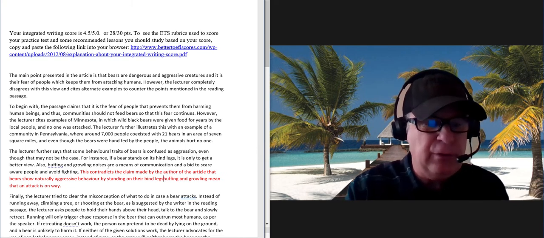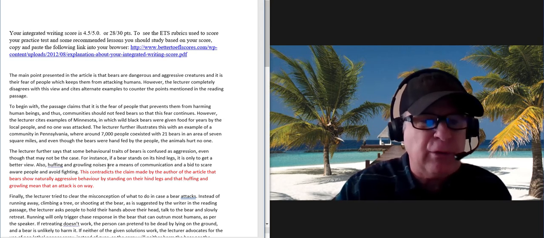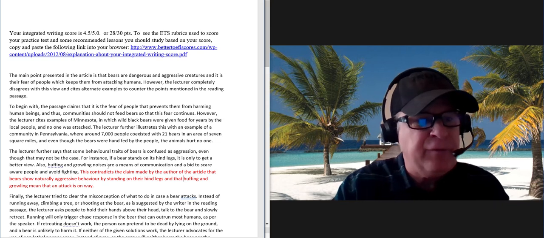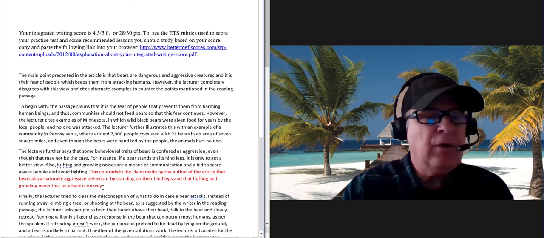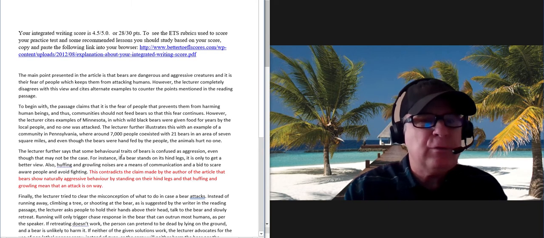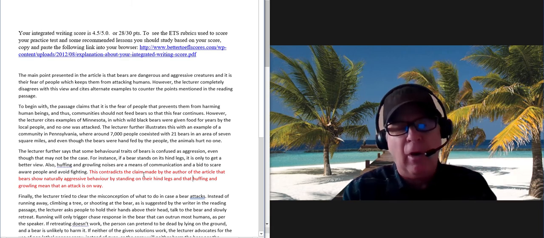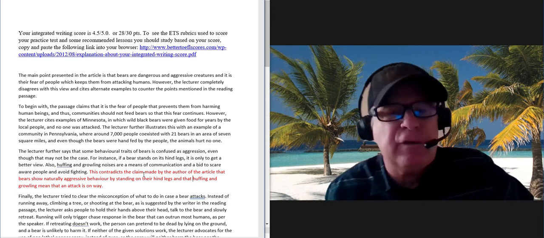And then you would do this, put "and" there. So you had some parallel structure issues. "By standing on their hind legs, and that huffing and growling mean that an attack is on the way." Okay, I would make maybe those changes. There are maybe a few more minor changes you want to make to improve the quality of the writing, but that's not my biggest concern.